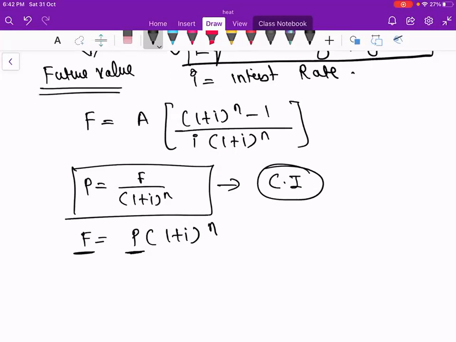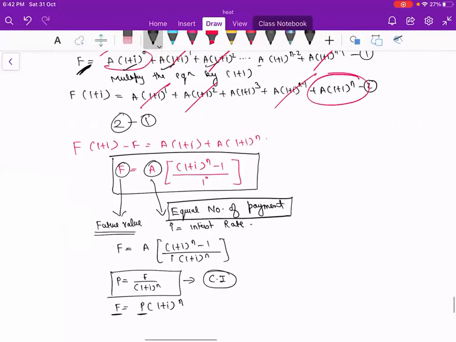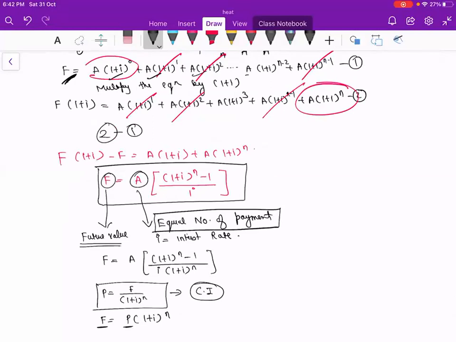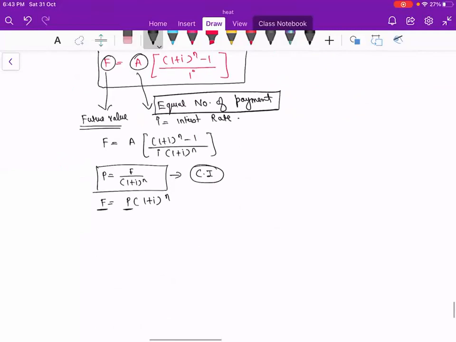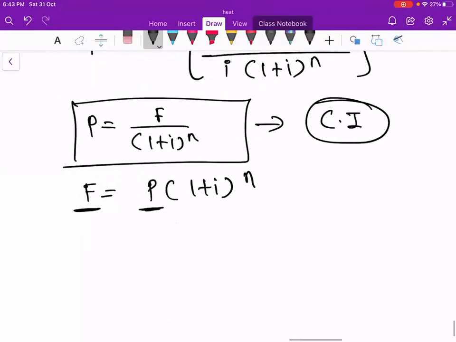If you want the derivation, see this. P is present value, and if semi-annually is given, convert it into annually. You have to do all the calculation on an annual basis. Many students are getting confused about why I have divided by 1 plus I to the power n.